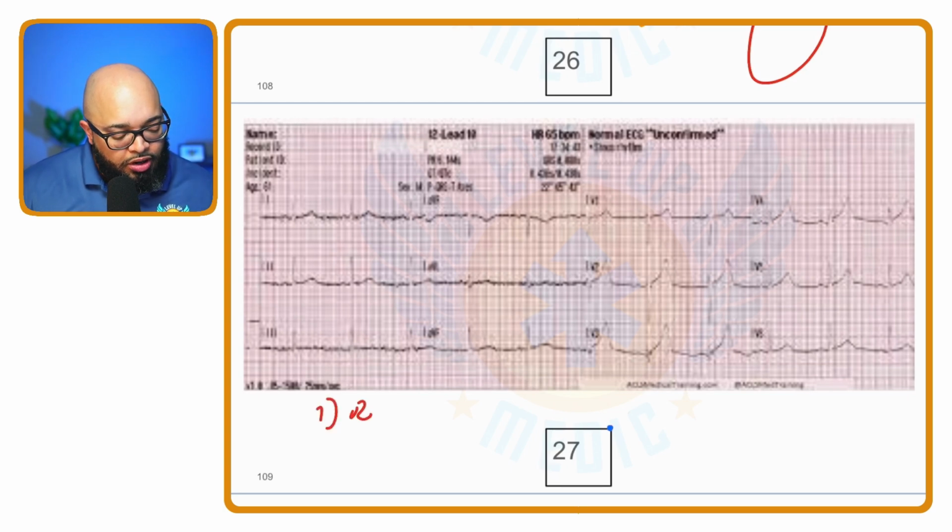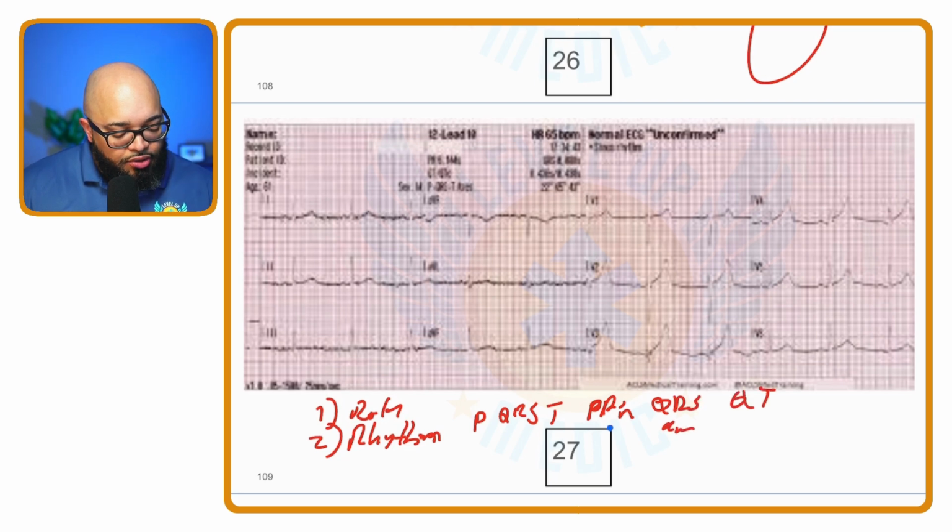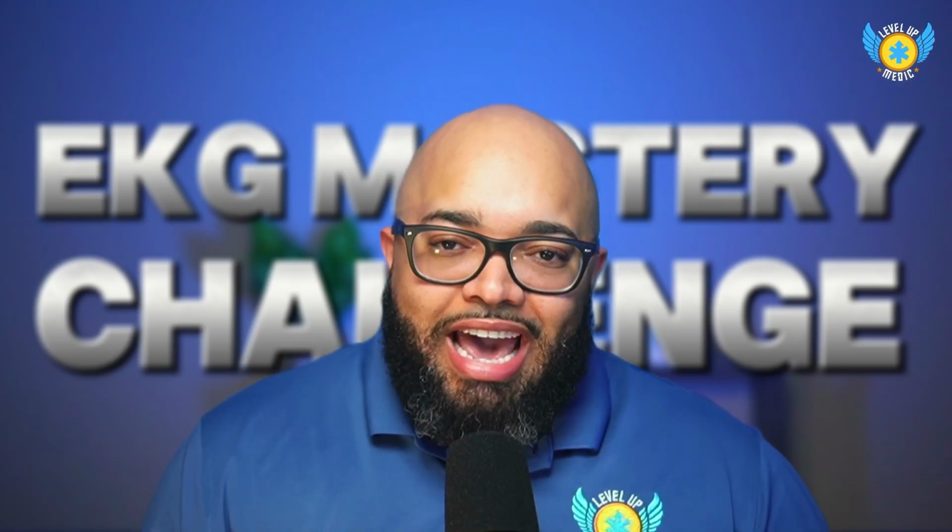What's step number one? We're going to look for the rate. I want you to go back and do this part. Step number two is we're going to check for all the characteristics of a normal rhythm. There again, we're always looking for a P, QRS, a T. We're going to check the PR interval, QRS duration, and the QT interval. If all of those things are normal, we'd say it's a sinus rhythm.